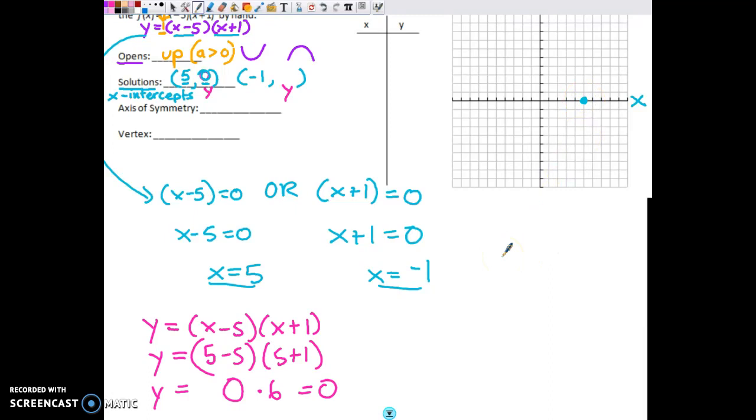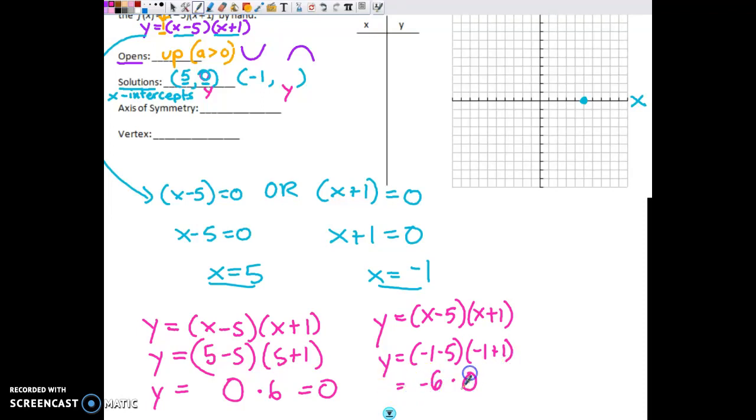Let's put -1 in. Okay, so I'm going to solve for y in this one by putting -1 into the equation. Y equals x minus 5, x plus 1, put -1 in for x. Y equals -1 minus 5, that's going to be -6. -1 plus 1 is going to be 0. I have -6 times 0. And again, I get 0. So my y value for the other solution is 0.